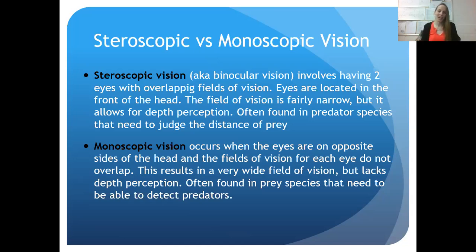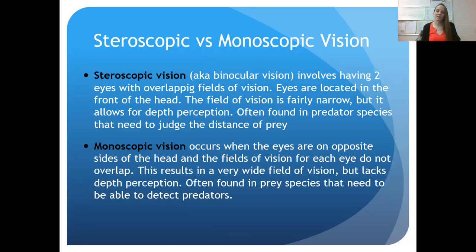Monoscopic vision is usually when the eyes are on either side of the head, one on either side of the head. It means that you don't have any overlapping field of vision. If they covered one eye, the stuff that they see with their other eye would not be anything that they see with the covered eye. The downside is the lack of depth perception. So animals with that type of vision don't have depth perception. However, they do have a much larger field of vision because their field of vision doesn't overlap.